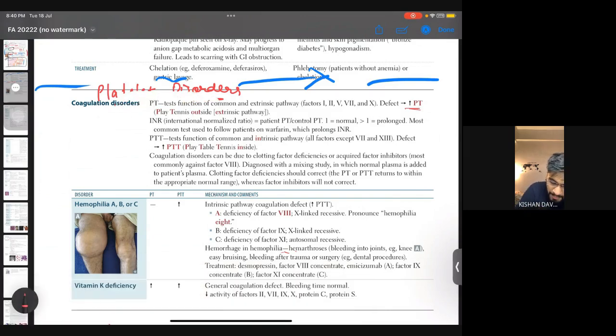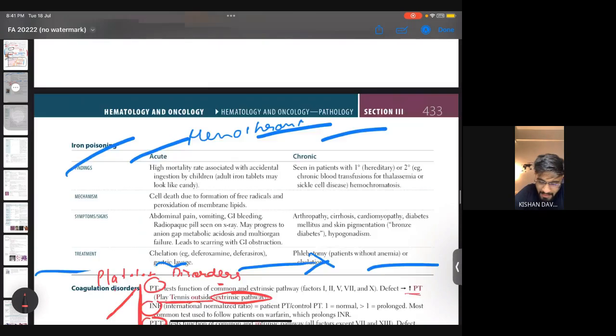All right. So PT, INR, and PTT. These three tests you need to keep in mind while you are solving the platelet disorders. These are very important, and based on this, you can make the diagnosis as fast as possible. Okay. So PT, PT means play tennis outside. It means the extrinsic pathway will be affected, and PTT means play table tennis inside. So what is the extrinsic and intrinsic pathway? For that, let's go back to the basics.